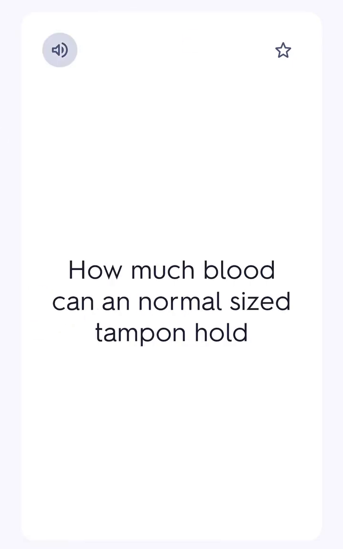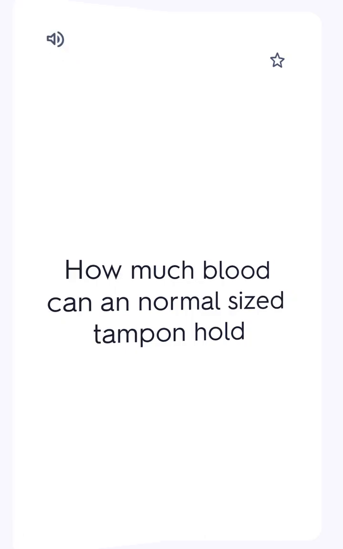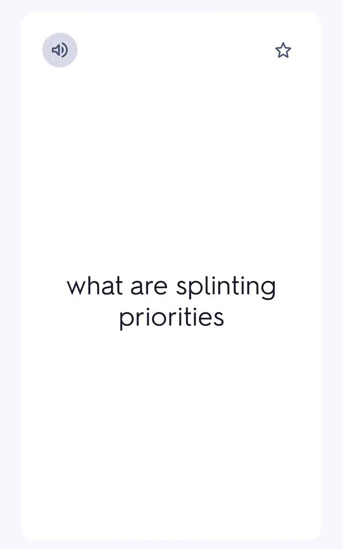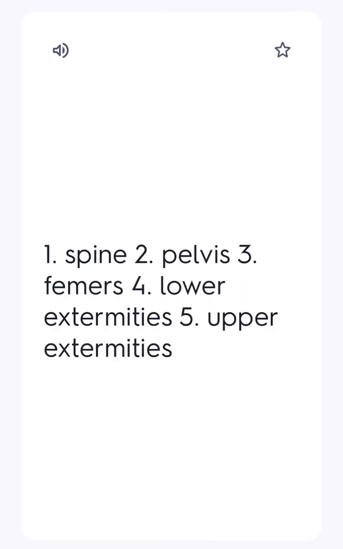How much blood can a normal size tampon hold? 5 milliliters. What are splinting priorities? 1 spine, 2 pelvis, 3 femurs, 4 lower extremities, 5 upper extremities.